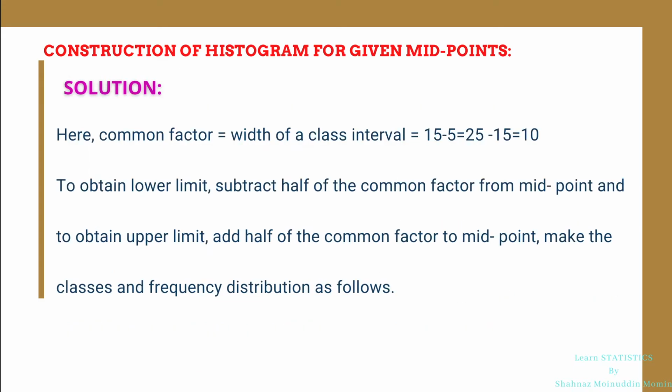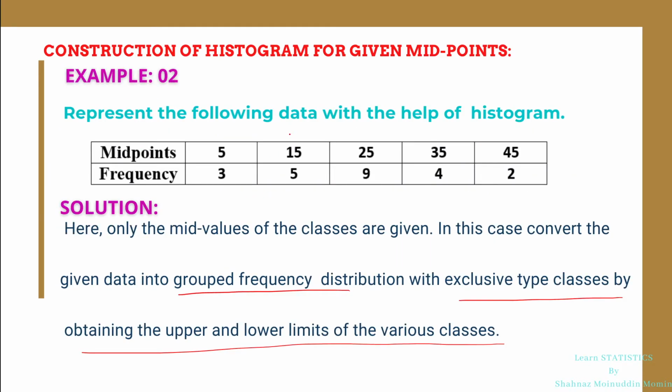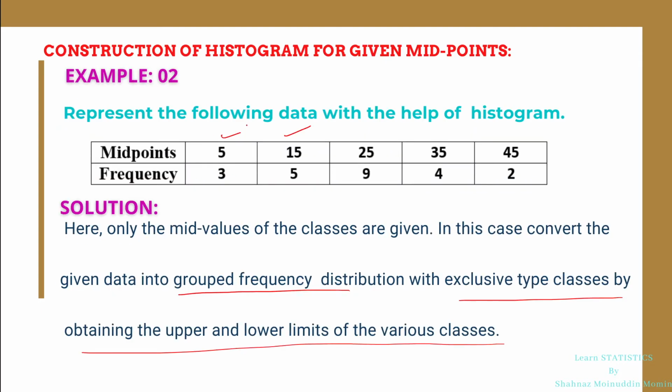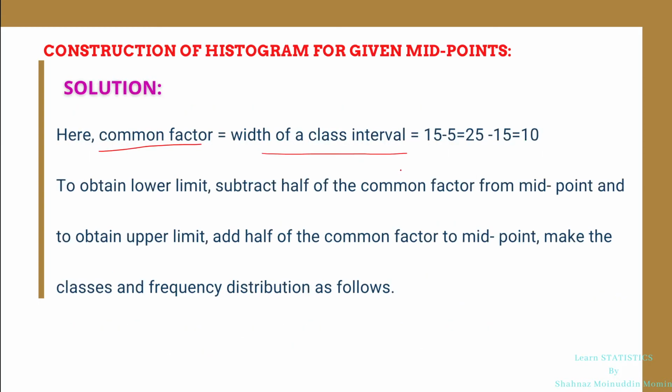So how can one do this? Calculate a common factor, which is equal to the width of a class interval. How do we calculate it? Take the successive differences. Here, the second midpoint is 15 and the first midpoint is 5. So take the successive difference 15 minus 5, or for the third and second midpoint 25 minus 15, like that. Take any two successive midpoints. So 15 minus 5 or 25 minus 15, and this comes out to be 10. It gives the width of the class interval in our data.